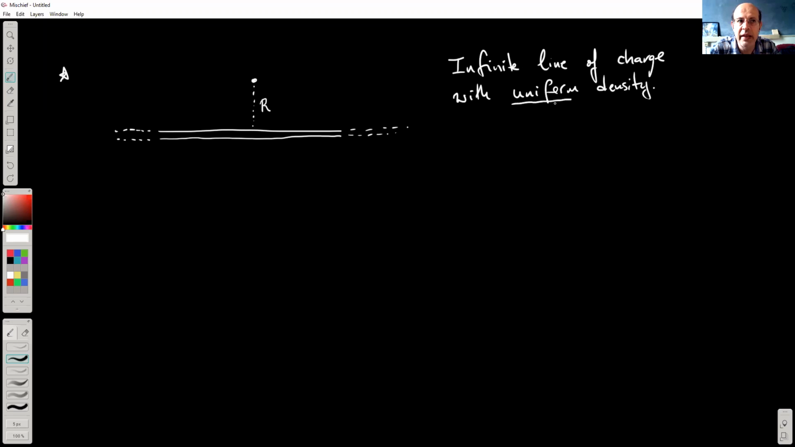So we have to say something about the distribution, obviously. We have to say that it is uniform, and then we have to give some quantities. I would like to give the total charge of this infinite rod, but unfortunately the total charge is infinite. So all I can do is to give the density, right? So I'm going to define lambda. That's given actually. Lambda is the charge density on the line.